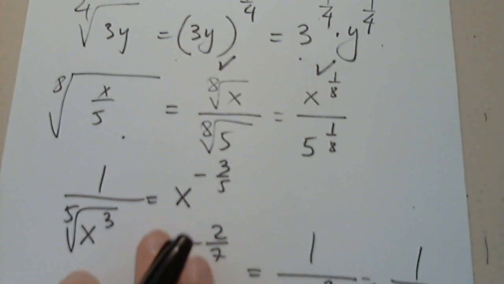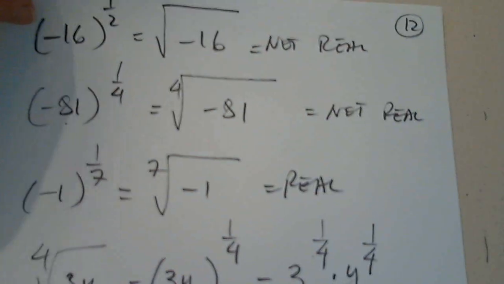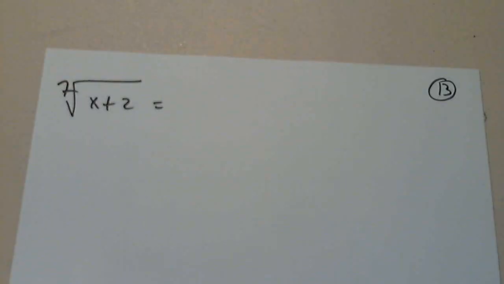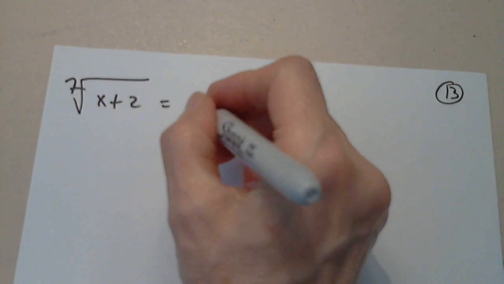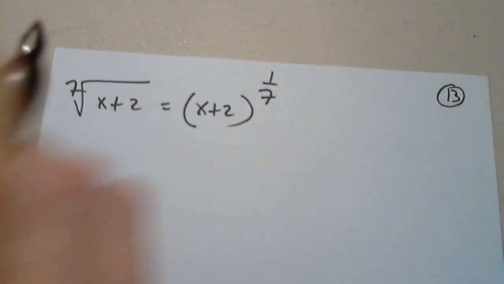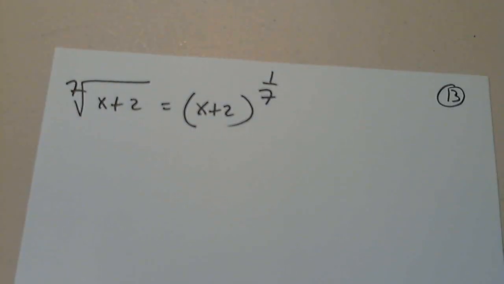Ah, perfect. The 7th root of x plus 2. X to the 1/7 plus 2 to the 1/7? We can never separate a sum. It's a sum of terms. So we can only write x plus 2 to which power? The 1/7. Very good.